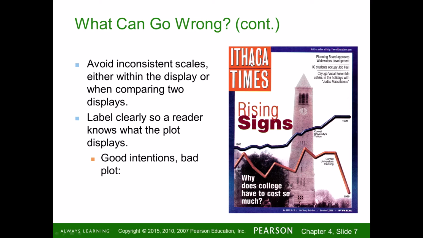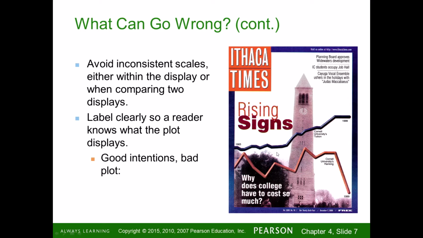So looking at this one, it's even hard to tell what they're measuring here, but this black line is the rise in tuition from 1965 to 1999. This kind of orangish red line is Cornell University's ranking, and even this is not consistent for a scale because this starts in 1969 as opposed to 1965. So the scale is off. And plus, if you're measuring tuition, wouldn't you be measuring that in dollars? And if you're measuring a ranking, well, that's some kind of ranking units. I wouldn't know quite what they are, but that's not dollars.